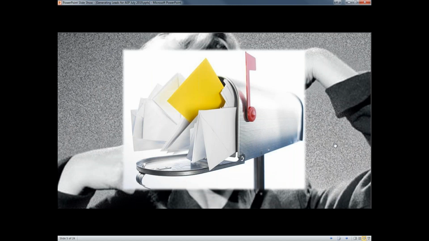So one of the things that we'd like to talk about today is some ways that you can break through that noise, get past that mailbox and get opened, so it gives a good chance to see the offerings that you've got for them today.